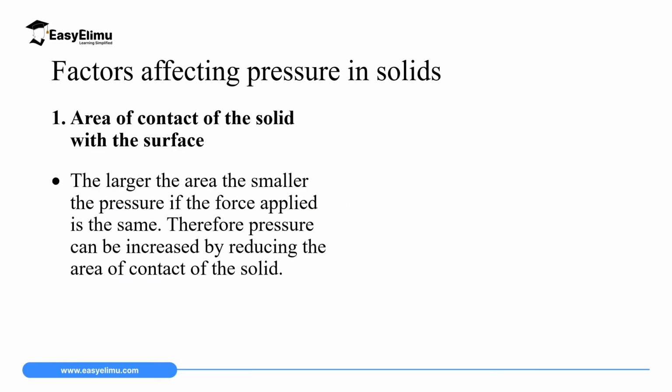So we have two factors which affect pressure in solids, and the first one is area of contact with the solid surface. In this case, we have seen that the larger the area, the smaller the pressure, and the smaller the area, the larger the pressure. Therefore, if you want to decrease the pressure, then you have to introduce a large surface area, and that one is applied on those vehicles which carry heavy loads on main roads. They have many wheels so as to increase the area in contact with the road. When the area in contact with the road is increased, the damage on the road is decreased, because large surface area means that the vehicle will exert a small pressure on the road.